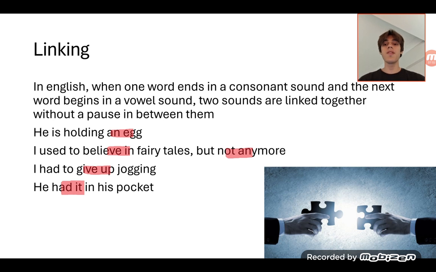I used to believe in fairy tales, but not anymore. It's not "any more," it's "anymore," like one word. I had to give up jogging. He had it in his pocket. It's not "had it," it's "had it." It just flows. It sounds more fluent.